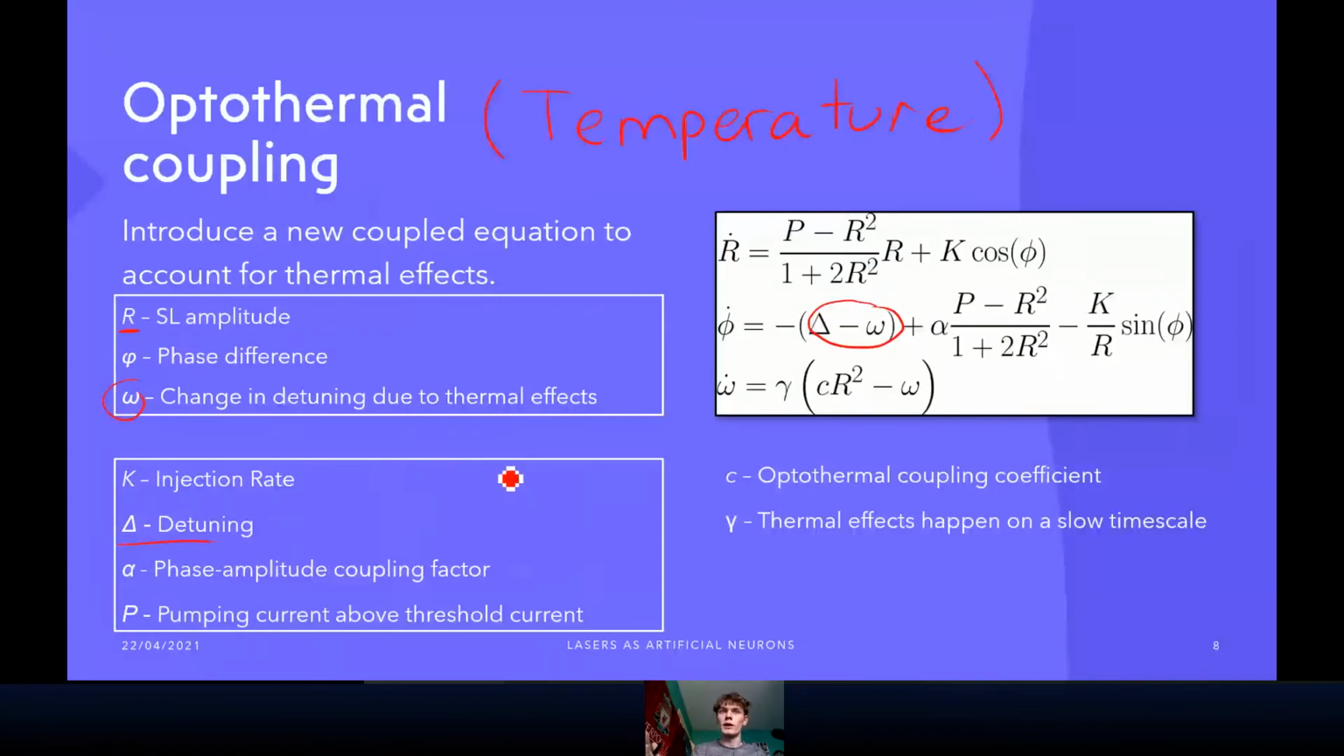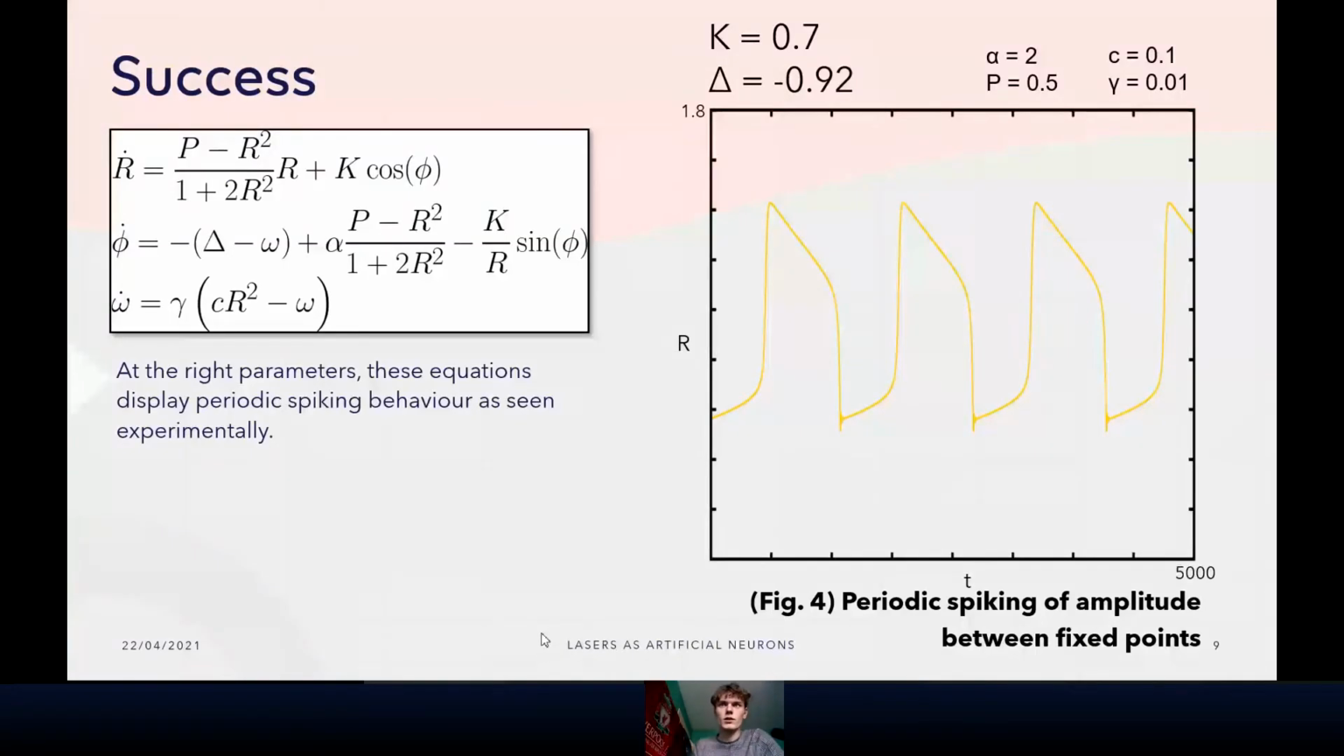So let's plug in the bistable region parameter, see what happens. I should probably tell you what C is. So this is how coupled the thermal effects are to our laser. We're going to leave that at 0.1. And because thermal effects are much slower, at least, than how R and phi change, this gamma here is going to be small. And this will be important later. So plugging in our parameters, we get what we want, like here's the spiking between our bistable points. And this is all due to this omega here.